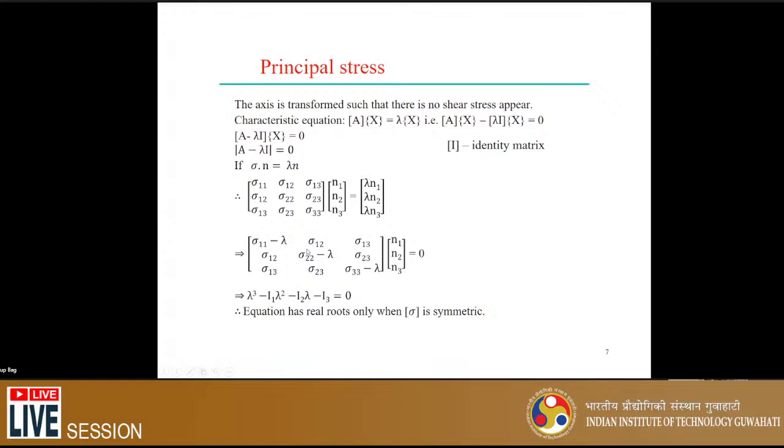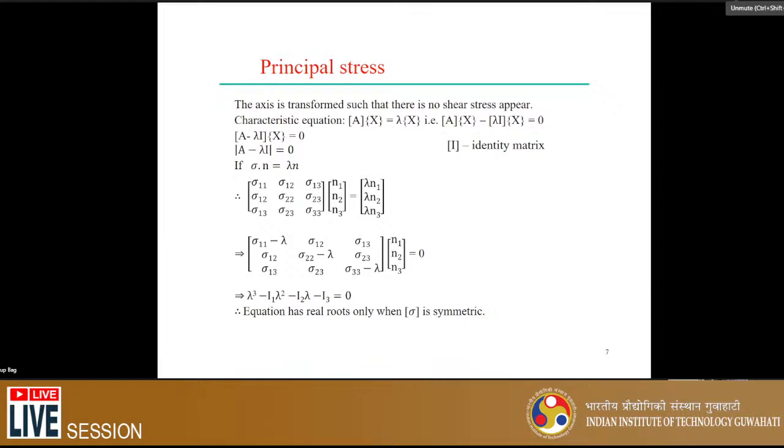Then if you expand the determinant and convert it into the form of an equation, it is basically a cubic equation. Once you solve this cubic equation, the roots of the cubic equation represent the principal stress values. So you need to solve this cubic equation. Finally, you can write it as lambda cubed minus I1 lambda squared minus I2 lambda minus I3 equals 0.